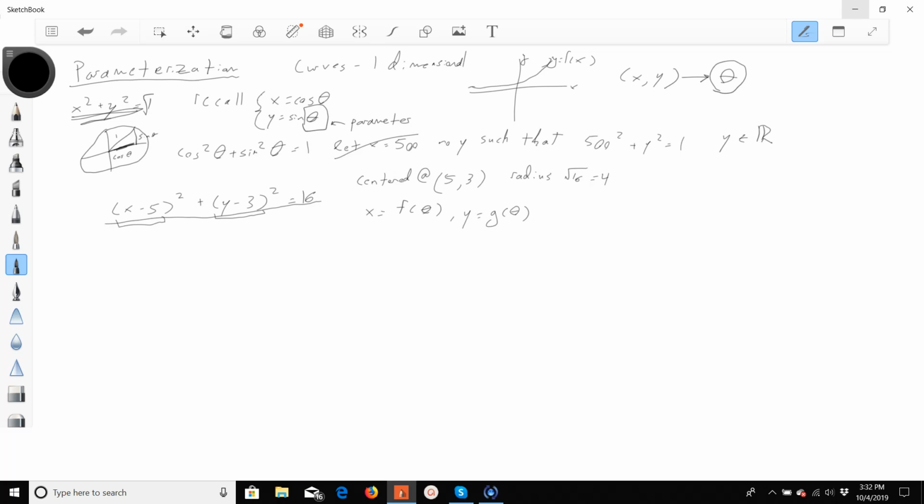Now realize that if we write x is equal to 5 plus f of theta, y is equal to 3, maybe I should have written f sub 1 of theta, and then y is 3 plus g sub 1 of theta, because it's a different function. It's not our original f of theta, it's a different one, so that's why I have the subscript there.